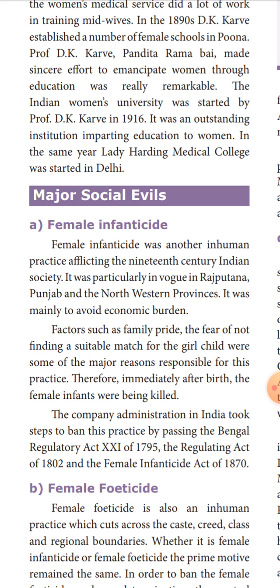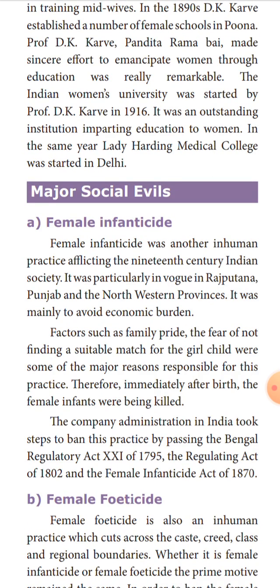So these are the factors. What are the factors? Family pride and fear of not being able to find a suitable partner for the baby girl. These are the main reasons for these female infanticide practices, so that girl children were killed as soon as they were born. Note this point: girl children were killed as soon as they were born. This is what is meant by female infanticide.